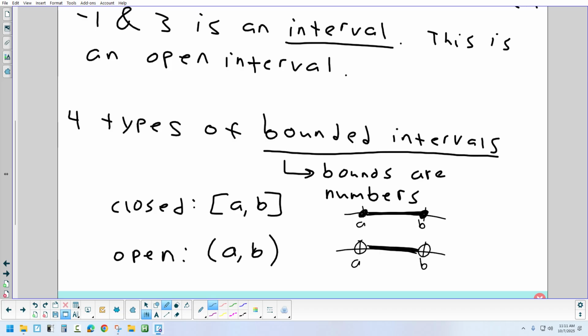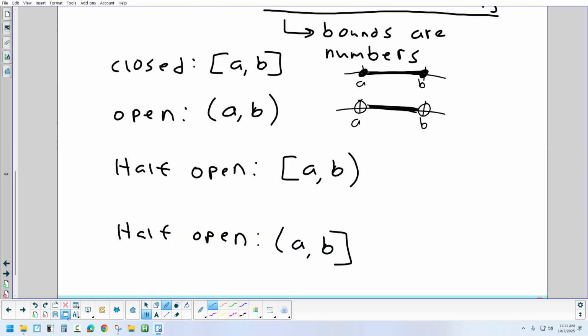Now I said there are 4 types. There's 2. What other type do you think you could have besides closed and open? Like partials of the 2? Yeah, you could have like a half open. So you could have half open on the right, or the bottom one is half open on the left.